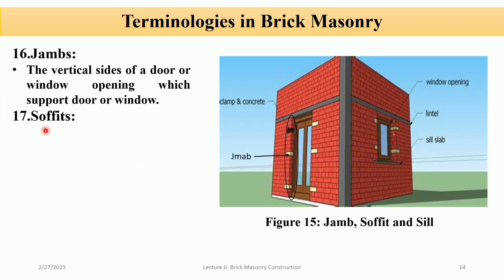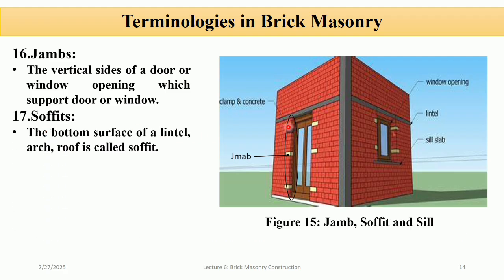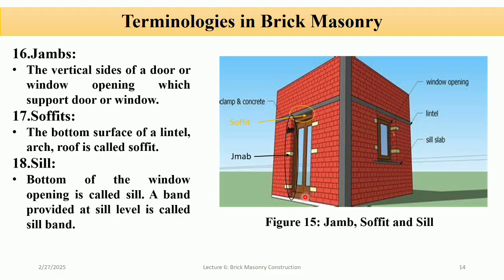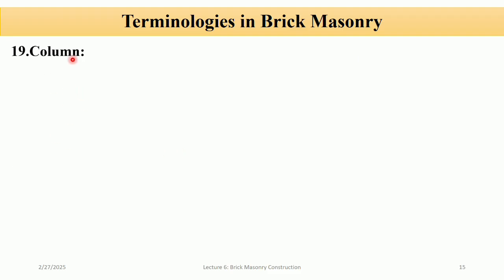Soffit. The bottom surface of a lintel, arch or roof is called soffit. You can see in the figure this is the soffit of the window. Sill. The bottom of a window or door opening is known as sill. You can see this is the sill of the door, and this is the sill of the window.